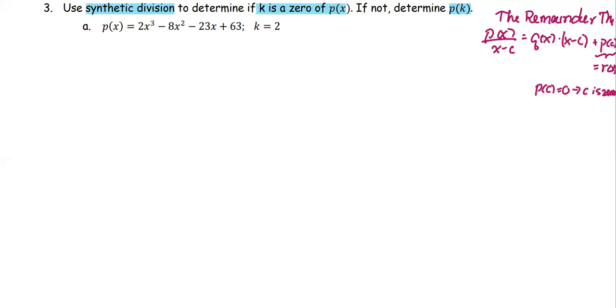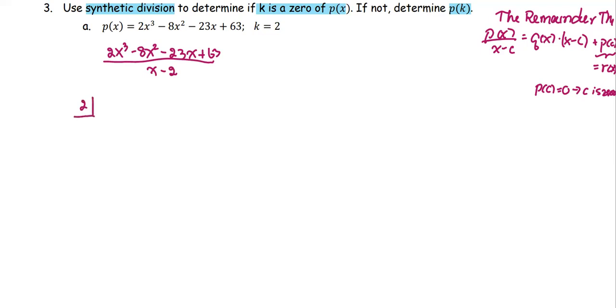Okay, in this case, we're gonna use synthetic division to perform the division of 2x to the third minus 8x to the second minus 23x plus 63 divided by x minus c, which is k, or x minus 2. So 2 is the c, or the k that we are testing.